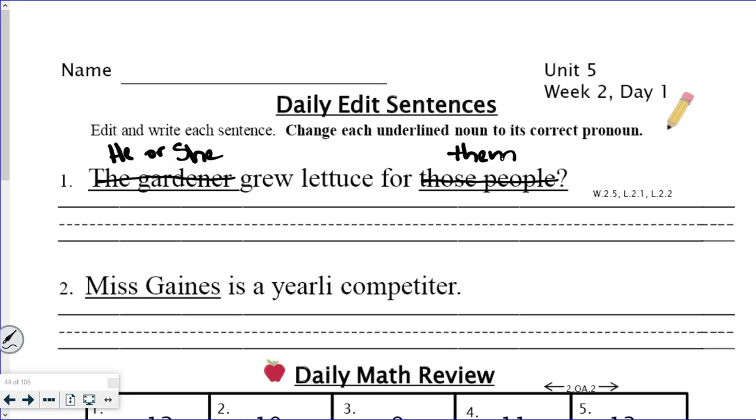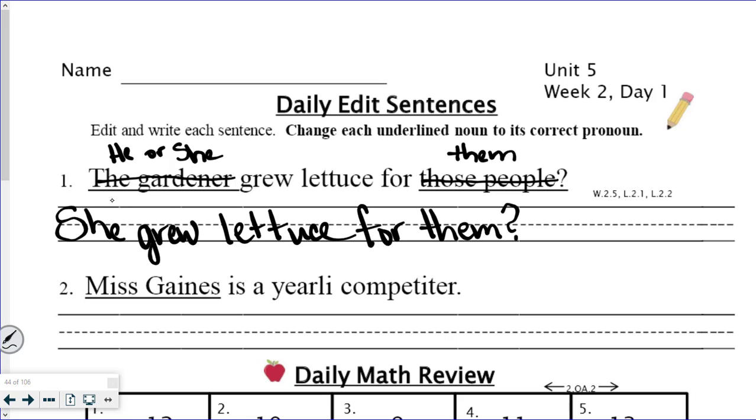Okay, then the next thing we're going to do is rewrite it nice and neat on the line. Okay, looks good. She grew lettuce for them. Then we'll go to number 2. Miss Gaines is a yearly competitor. So we're going to change Miss Gaines into she, because Miss means woman, with a capital S. She is a yearly. Yearly was a spelling word last week. We spell year, and then we add the suffix ly, L-Y. Competitor, period. We're going to rewrite it nice and neat on the line.